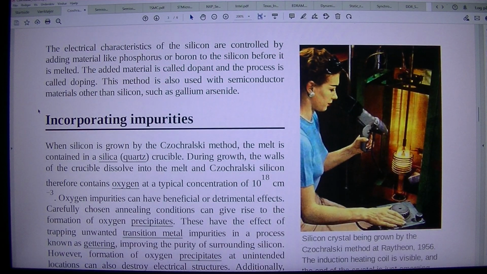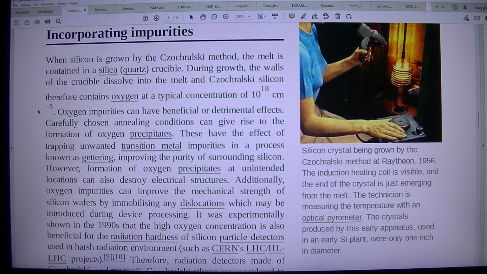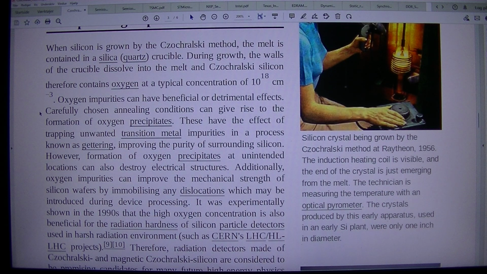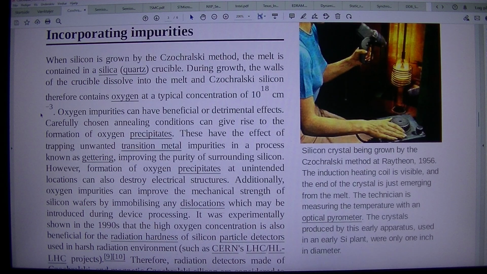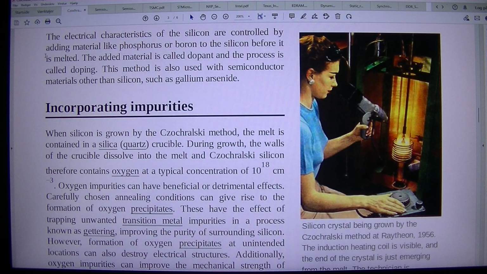Silicon crystal being grown by the Czochralski method at Raytheon, 1956. The induction heating coil is visible, and the end of the crystal is just emerging from the melt. The technician is measuring the temperature with an optical pyrometer. The crystals produced by this early apparatus were only 1 inch in diameter. The electrical characteristics of the silicon are controlled by adding material like phosphorus or boron to the silicon before it is melted. The added material is called dopant and the process is called doping. This method is also used with semiconductor materials other than silicon, such as gallium arsenide.